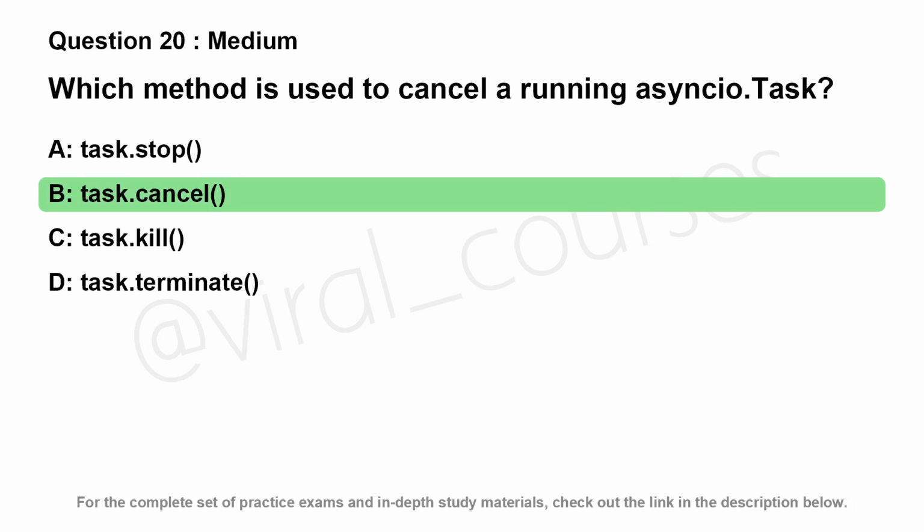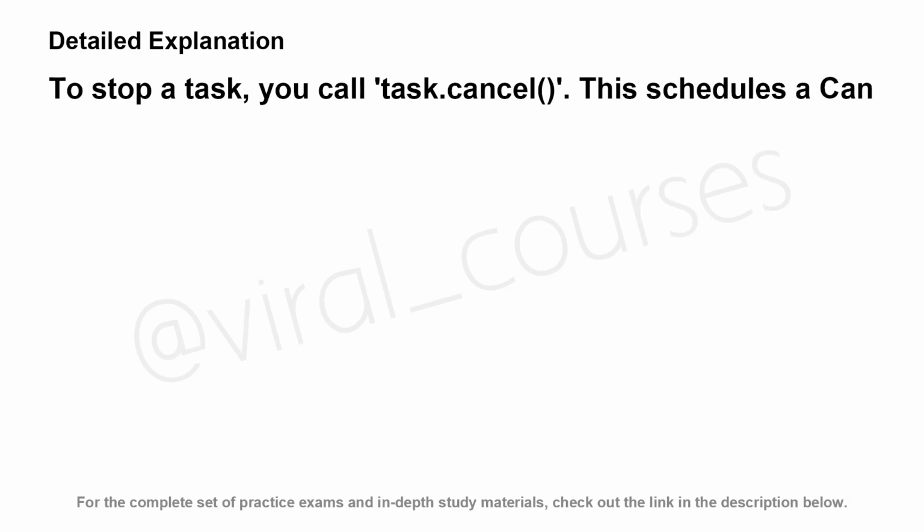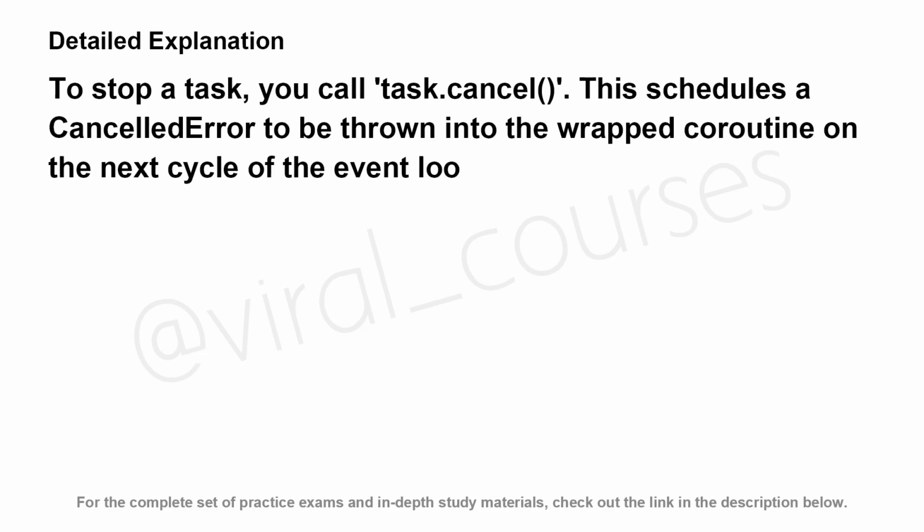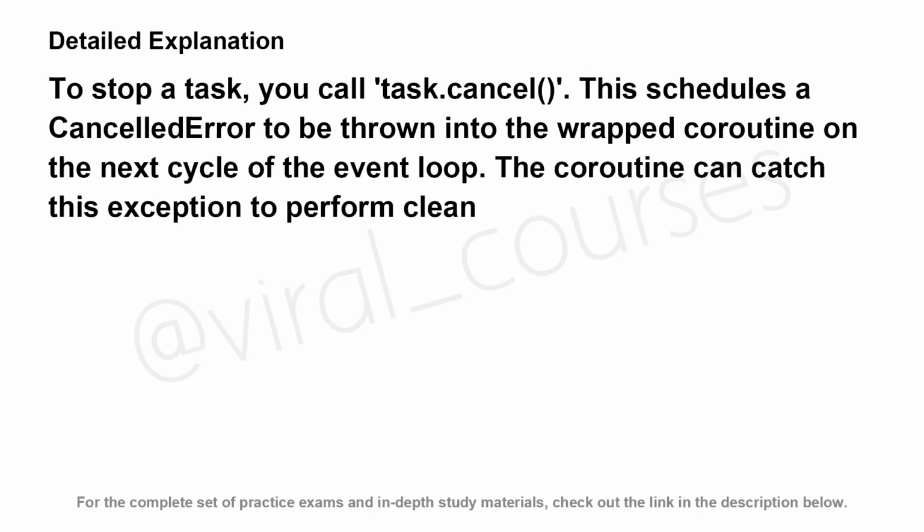The correct answer is B. To stop a task, you call task.cancel. This schedules a CancelledError to be thrown into the wrapped coroutine on the next cycle of the event loop. The coroutine can catch this exception to perform cleanup.